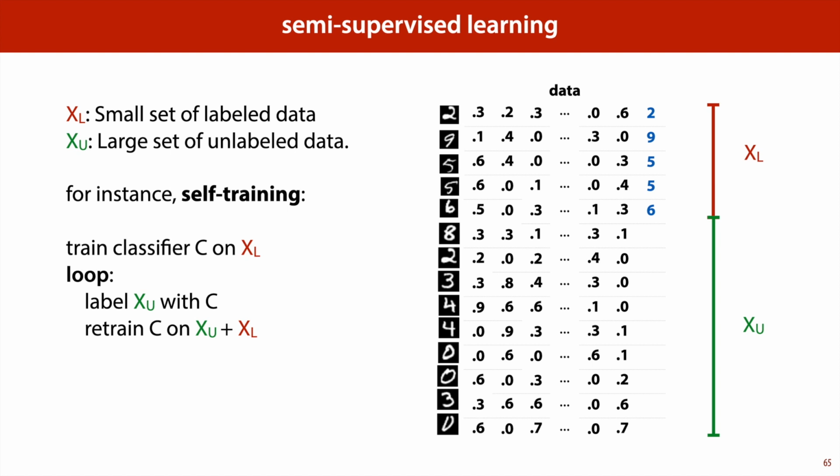And self-training works simply by training a classifier C first only on the labeled data. As we've done before, pick any classifier you like, and then we enter a loop. We label the unlabeled data with the classifier that we've learned, and then we retrain a classifier on the combination of the unlabeled data with our predicted labels and the original labeled data. And in practice, this quite often works to build better classifiers than we would have had if we had trained on the labeled data alone.